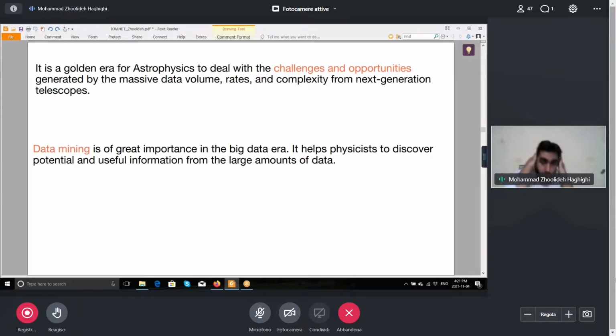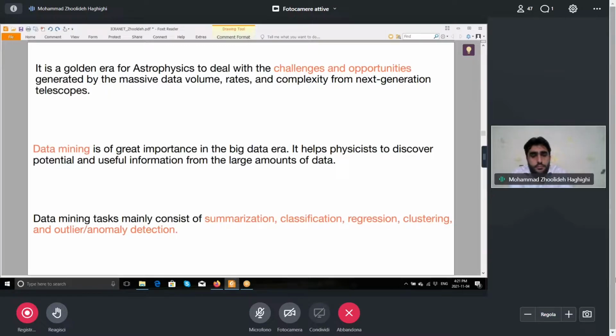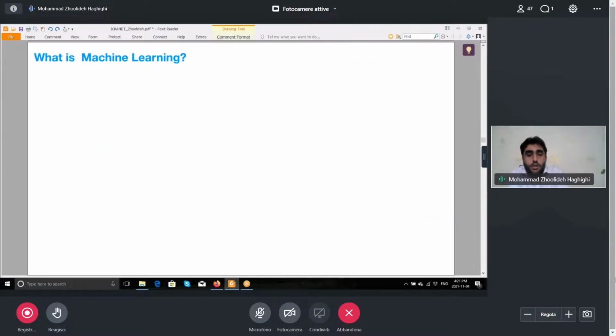And as I was talking, data mining is of great importance in the big data era. It will help physicists and astronomers to, for example, discover new things, and maybe some scientific breakthroughs happen when we analyze so much data. The data mining tasks include mainly summarization, classification, and regression. It also includes clustering, anomaly detection, and outlier detection.